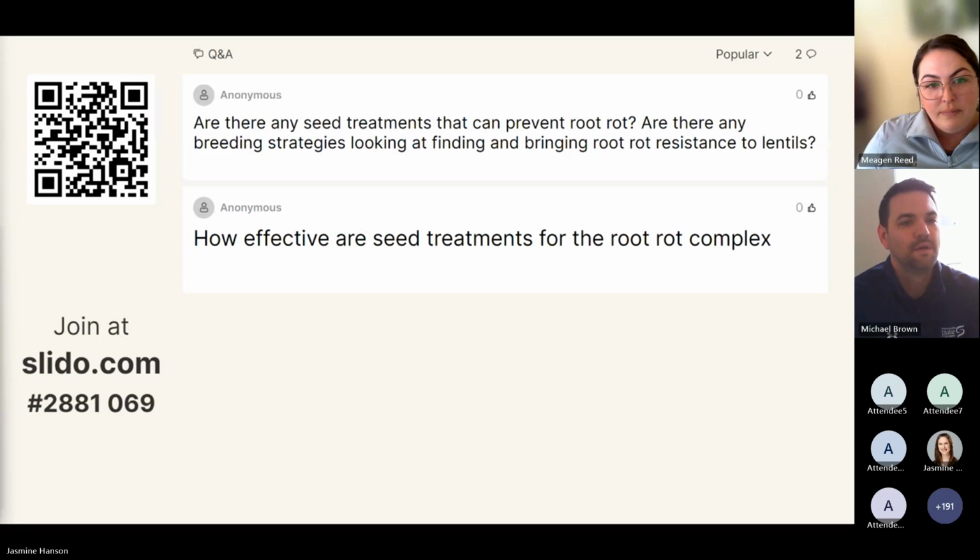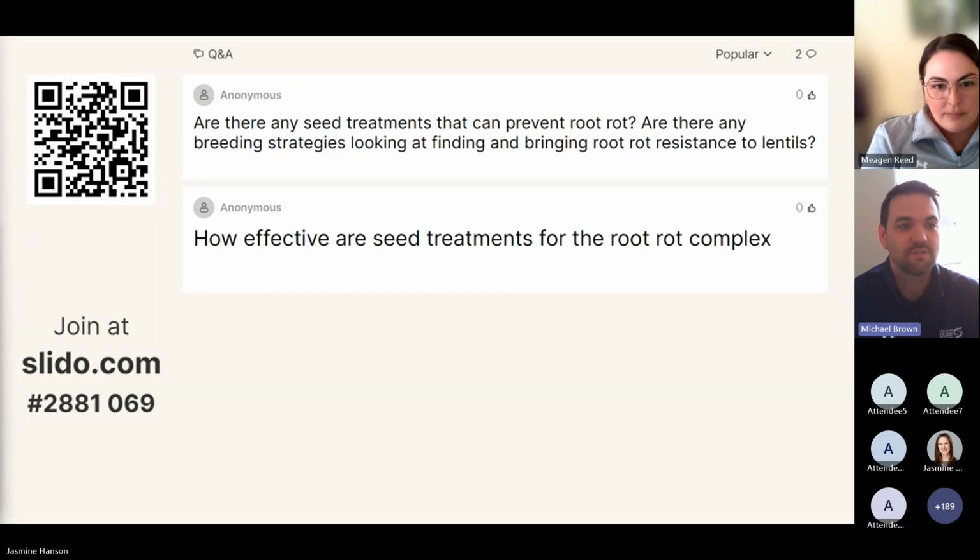Okay. The next two here are both dealing with seed treatments, so we'll combine them. Are there any seed treatments that can prevent root rot? And maybe I'll even spread that out between Fusarium, Pythium, Rhizoctonia, and then Aphanomyces.